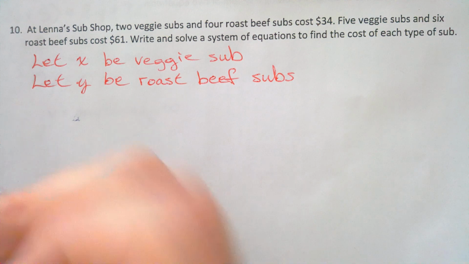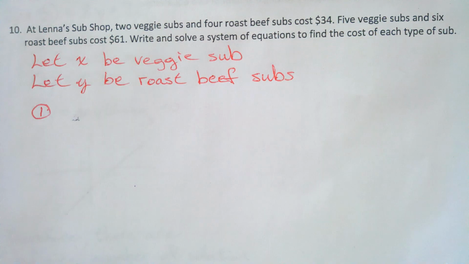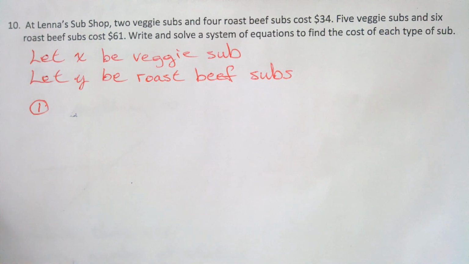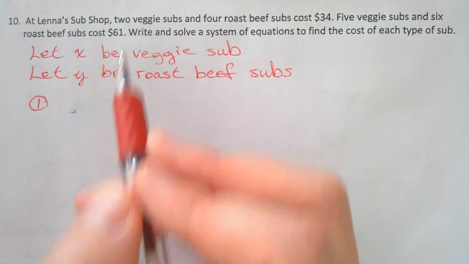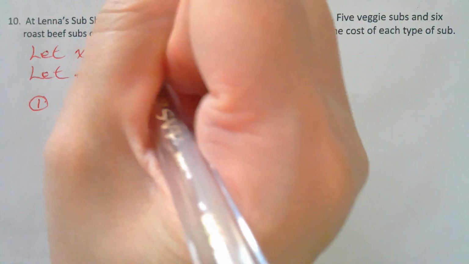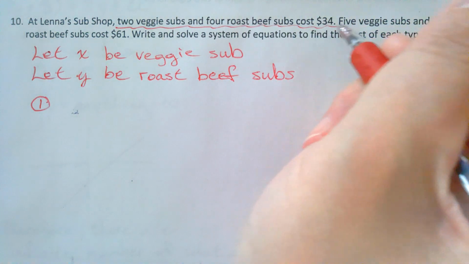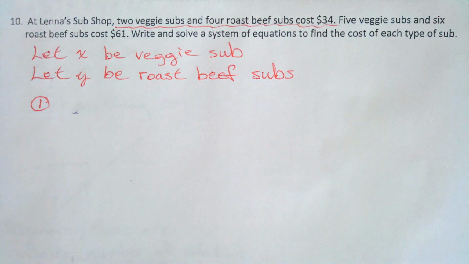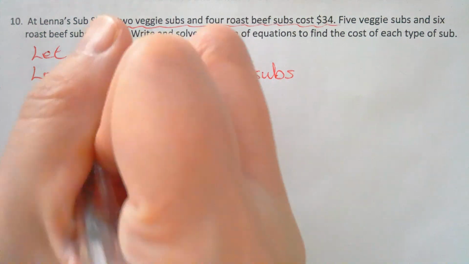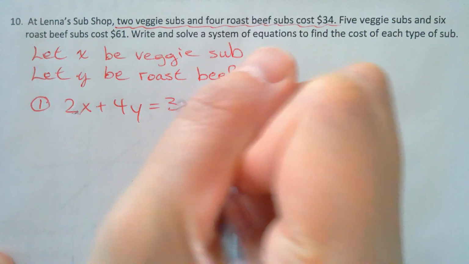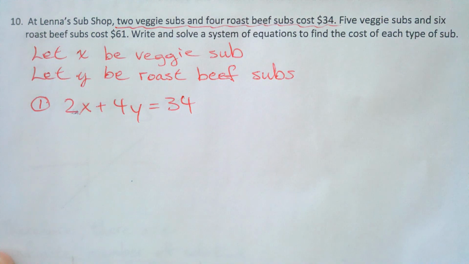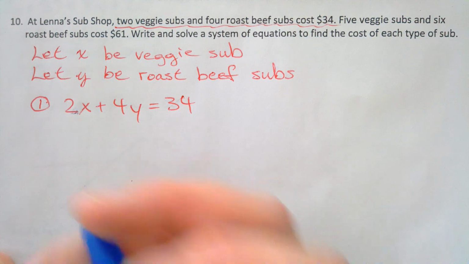Okay, so let's write out our first equation. Remember on Wednesday I talked about how our first equation is always based on what it's referring to. So I think William said this one, the 2 veggie subs and 4 roast beef subs. What's my equation then for this? William? 2x plus 4y equals 34. Yep. You don't need to write units in the equation because otherwise it gets messy.